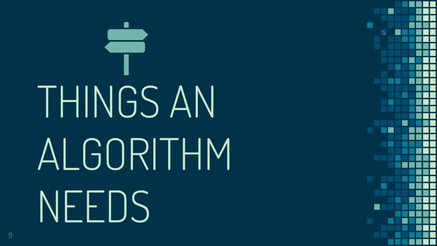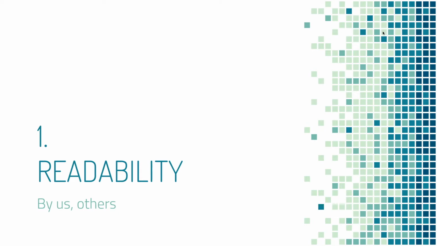So, things an algorithm needs. First of all, just like our code, it needs to be readable. It needs to be readable by us, and it needs to be readable by others. And this is really interesting, and I'm just going to take a quick detour here because this is something that I care a lot about. You hear about all these algorithms in the media, and oftentimes they sound just like a black box. They make it seem like, oh, well, there's this algorithm that does something, but we don't really know how, and I don't know, just trust it. And that is not something that should be done.